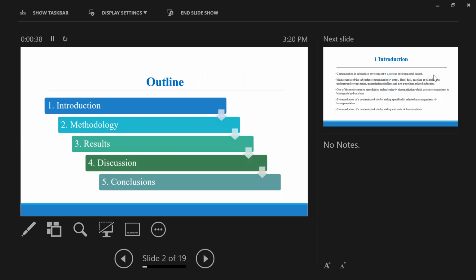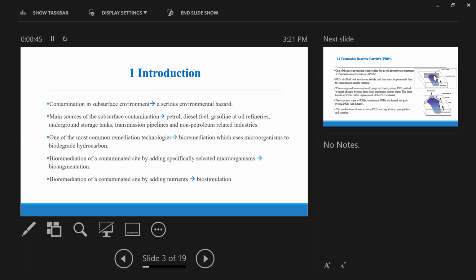This is the outline of my presentation: introduction, methodology, results, discussion, and conclusions. As you may know, contamination in a subsurface environment is a serious environmental problem. When I say subsurface environment, I mean both subsurface soil and groundwater. The sources of subsurface contamination are petrol, diesel fuel, gasoline, underground storage tanks, transmission pipelines, and other non-petroleum related industries. Those are all causing subsurface contamination.